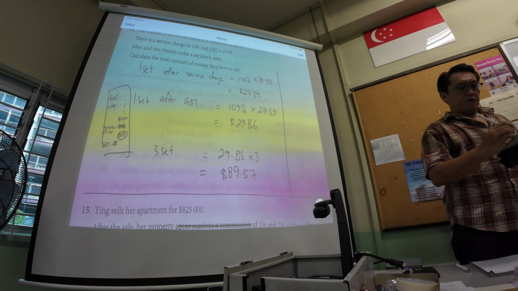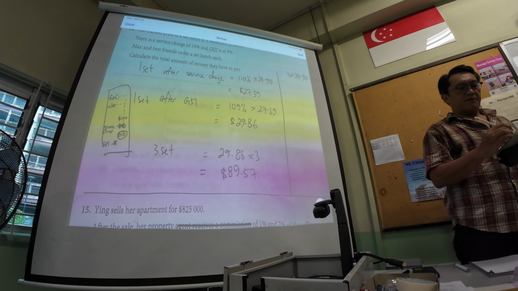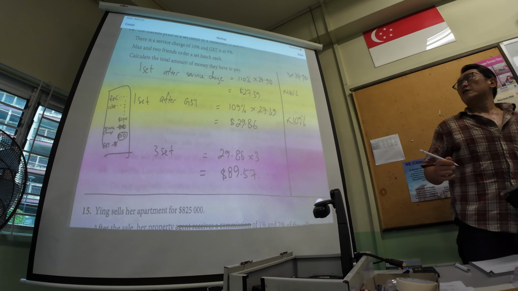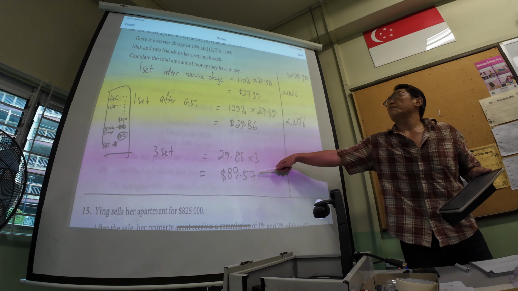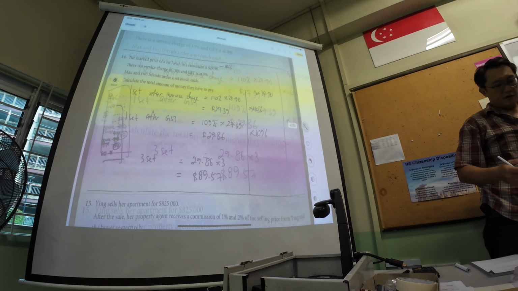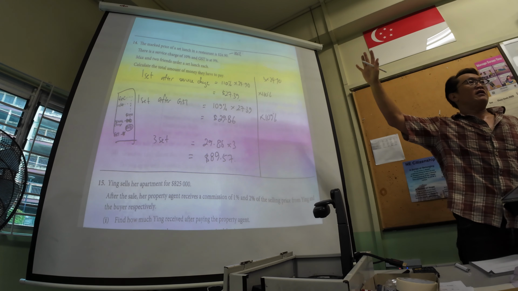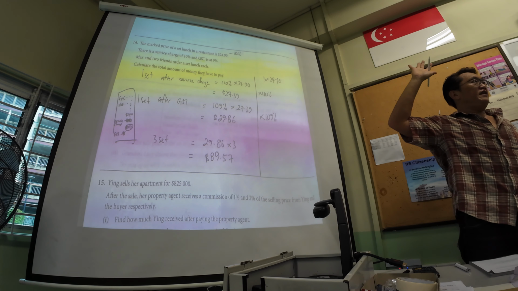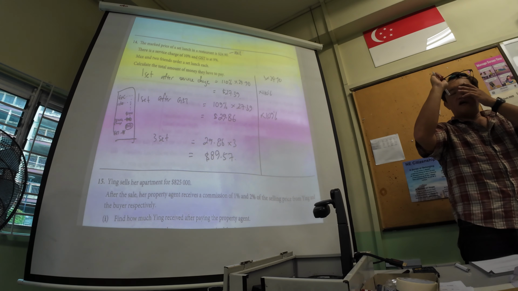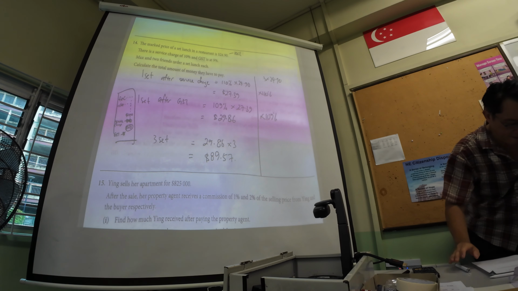Or you can first find 3 sets of 24.90, then after that you multiply 110%, then after that you multiply 109%. Either you first find 1 set, multiply by 3, or you multiply by 3 first, then go through the multiplication, also same. Okay? So this is the most important part of this topic. More likely to come out in your final year exam will be your GST.